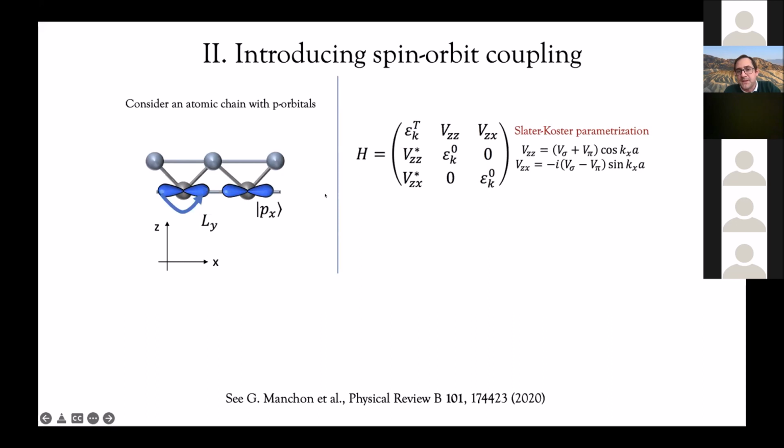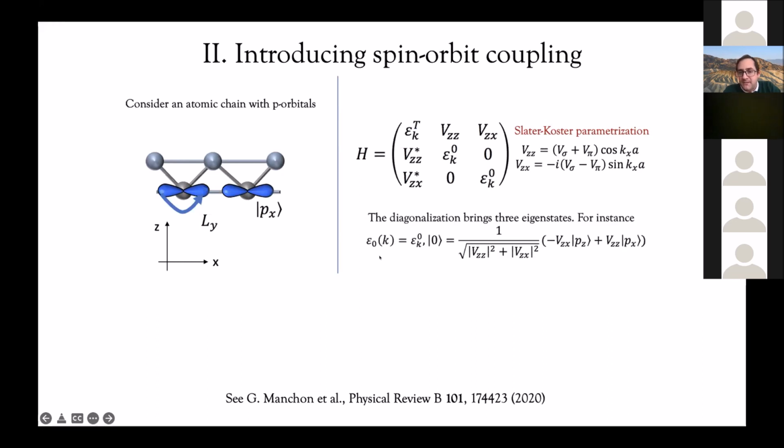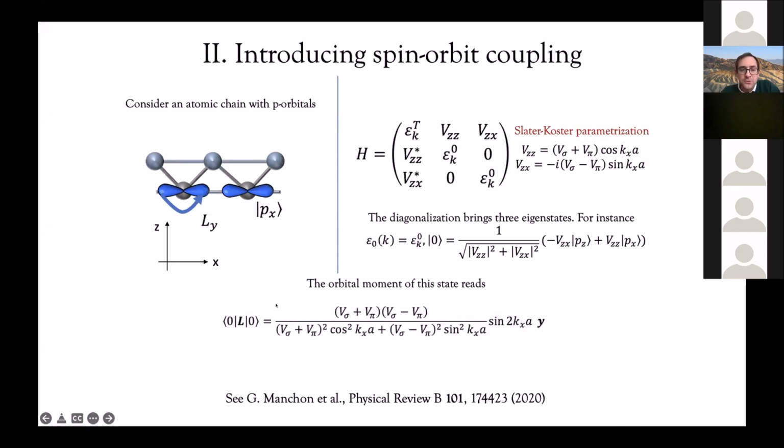But what is important is that it's a 3x3 Hamiltonian. There is actually no spin information at this stage, okay? So it's only orbital information. You can get the eigenstates of the system and compute, for instance, the expectation value of your orbital angular momentum. When you do that, you do get that this orbital angular momentum is oriented along the y direction, which is what we were expecting. But because of the specific symmetry of the p orbitals, you see that this orbital angular momentum is odd in momentum.